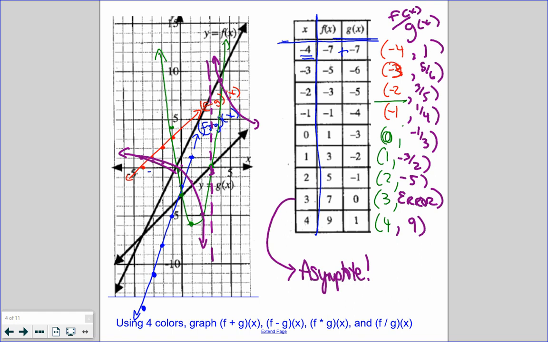Now, if on the diploma, for example, they gave you the graphs, so they gave you, let's say, the original graphs, and then they drew either the red, the green, the blue, or the purple, and they asked you what operation was done, you would do the same thing.